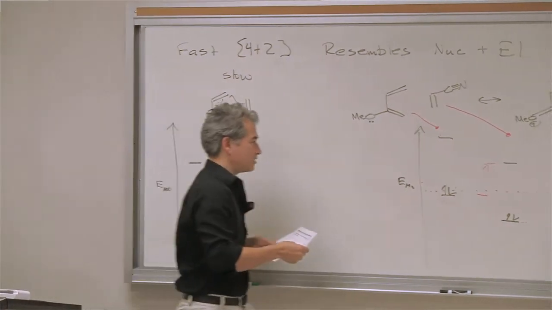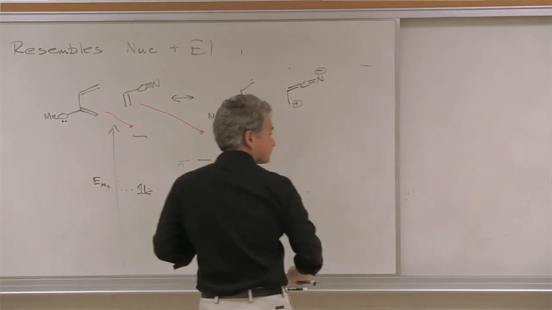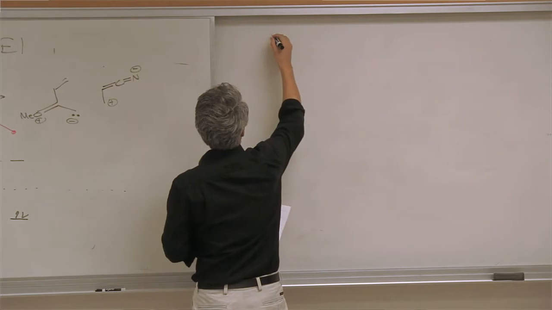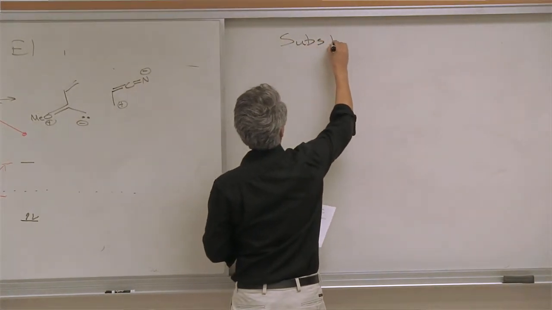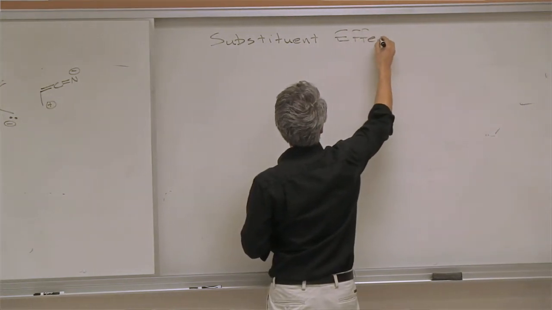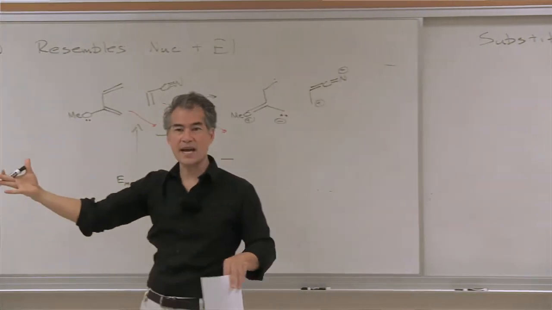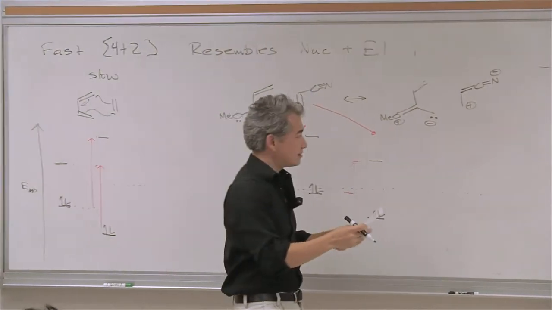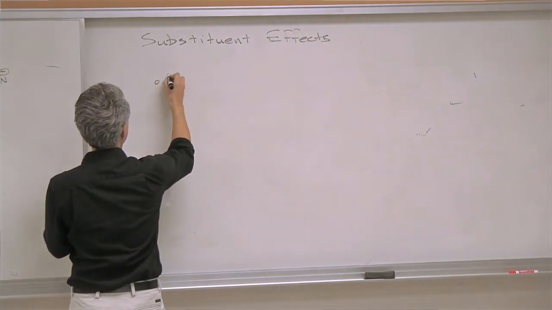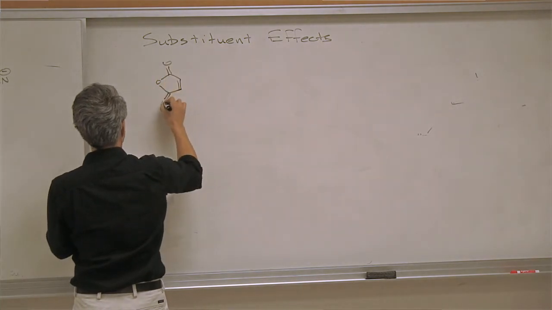Okay, I want to compare some actual reactants in Diels-Alder reactions. There's a lot more going on than just the energies of the orbitals. There's things like strain, sterics. And so I want to draw a series of substrates and reactions so we can get a sense for quantitatively how do those things affect reaction rates.